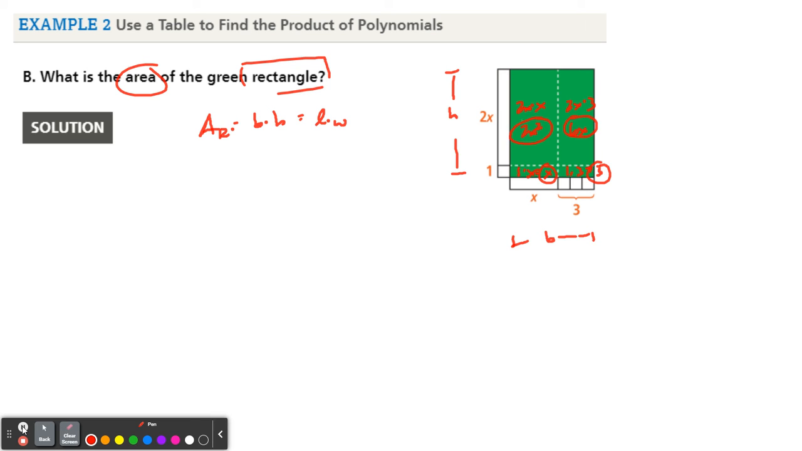So visually, the area of this rectangle is 2x squared plus 6x plus x plus 3. It's the same as the table we did up above. And you would combine your middle terms. The 2x squared stays the same. Your middle terms are 6x and 1x. That's 7x. And then the 3 comes down.